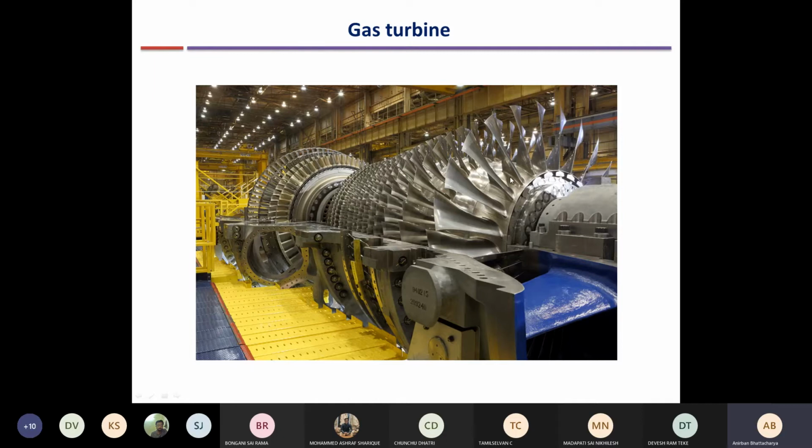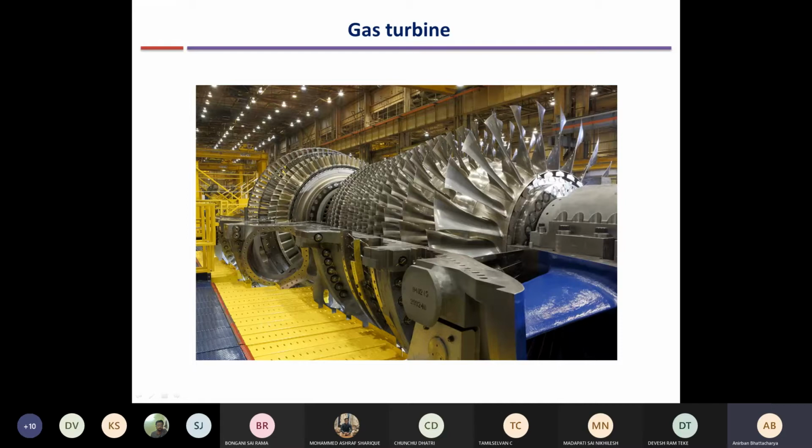So these are known as compressor stages. This first row that you can see here is the first stage compressor. Second row will be second stage compressor, like this. So there are a large number of compressor stages. Here we can see at least 10 to 12 compressor stages. There can be even more compressor stages.